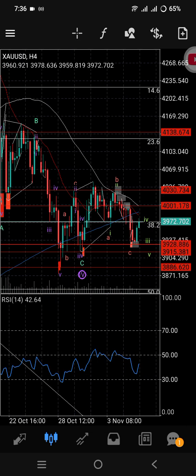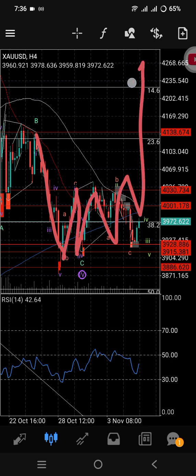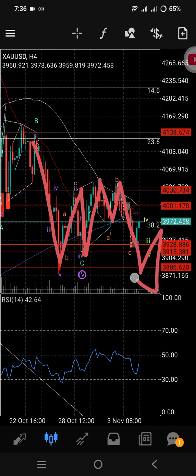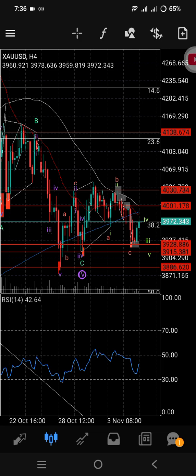So what that's going to look like is, this is scenario number one. This is 5 waves down, 3 waves up, and then 5 waves down, and we're working on 1, 2 to the upside. And then the second scenario is 5 waves down, 3 waves up, and then we're working on 1, 2, 3, 4, 5 to the downside before reversing back up.